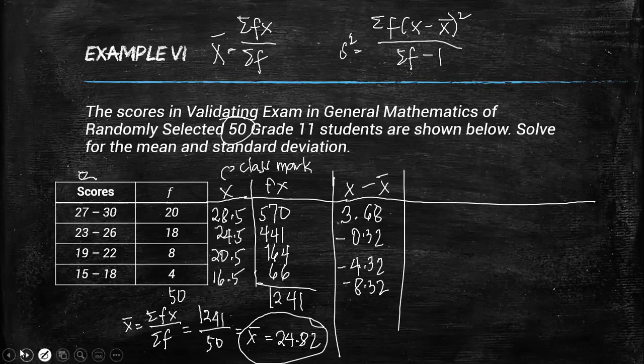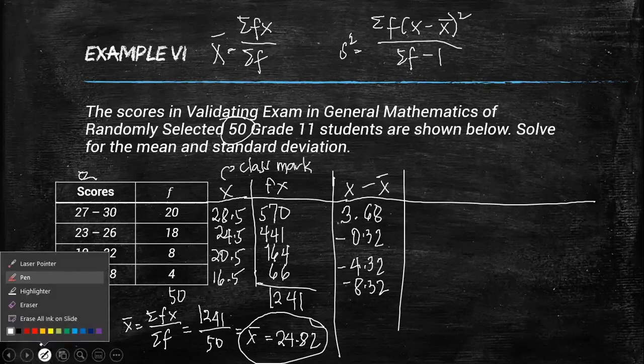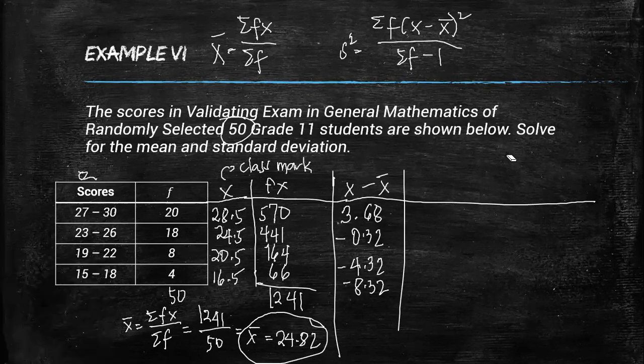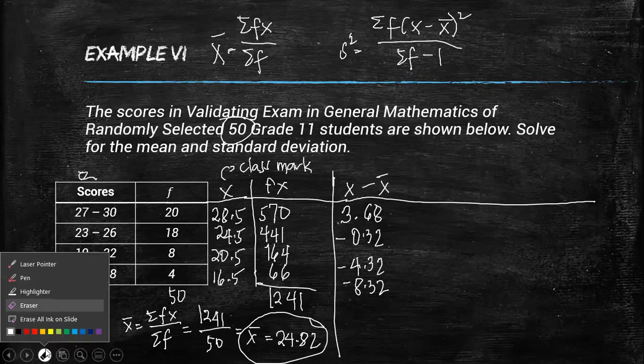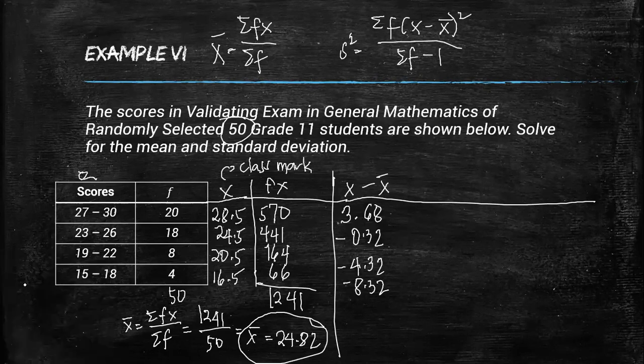Paki-square. Wait lang, wala na tayong space, mamaya na lang tayo mag-solve sa baba. So, square natin yan isa-isa, by the way. Ayan. So, pag na-square natin isa-isa, multiplyan natin siya ng F. O, square muna natin. So, sa X minus X bar squared.